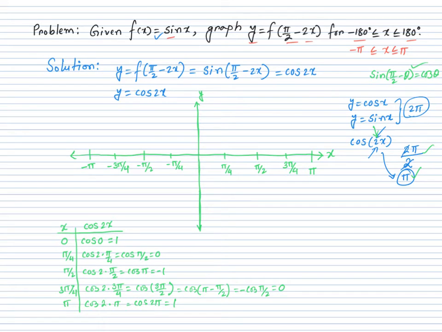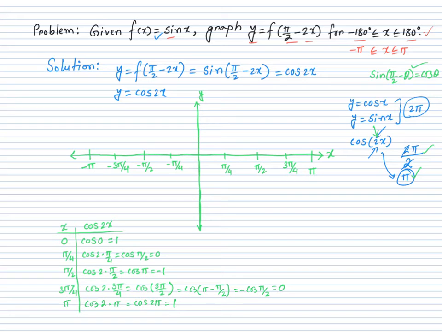I have given some values here along the x-axis, up to positive pi and negative pi. I go from 0 to pi over 4, pi over 2, then 3 pi over 4 and pi, and similarly negative pi over 4, negative pi over 2, negative 3 pi over 4 to negative pi, because the problem wants you to graph between negative pi and positive pi.